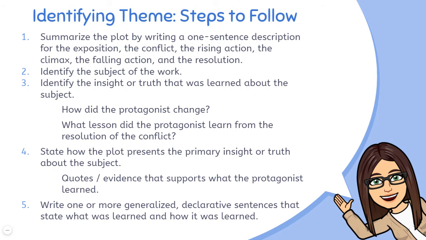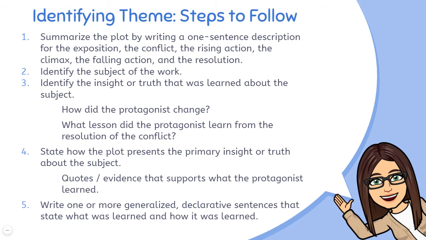So, how do we find theme? Well, there are some simple steps that you can follow. I have 5 of them for you. The first thing I recommend doing to find theme is to summarize the plot by writing a 1-sentence description for each part of the plot: the exposition, the conflict, the rising action, the climax, the falling action, and the resolution.